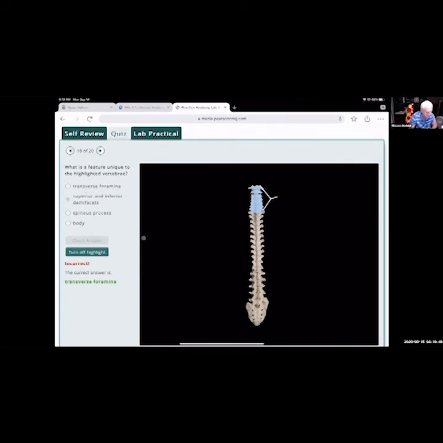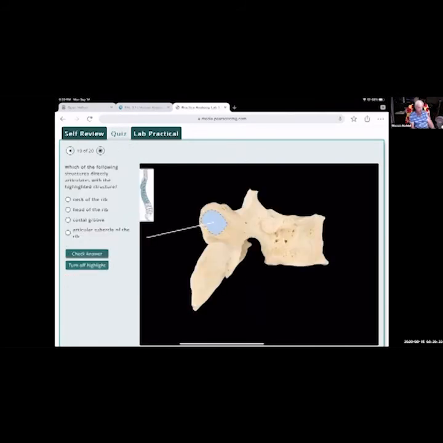What is a feature unique on page 163 of the book, right? It says unique anatomical characteristics of vertebrae C1, atlas and axis, and one of them is transverse foramina. Yeah. What's unique to the cervical vertebrae is the transverse foramina. Perfect.